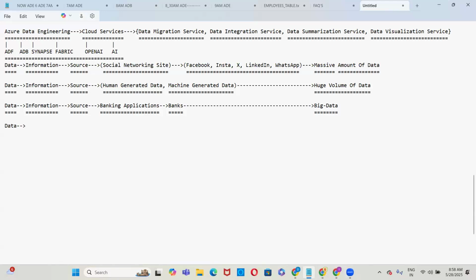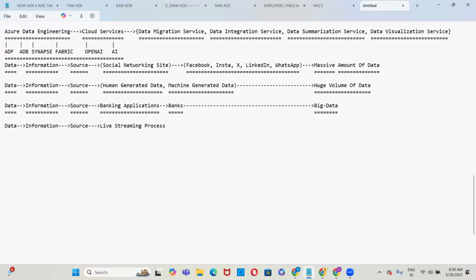Apart from this source, we can also get data from a very important and very trending source right now in the market, where we get a very huge volume of data. That source is called the live streaming process. So what is the live streaming process, guys? Any idea?